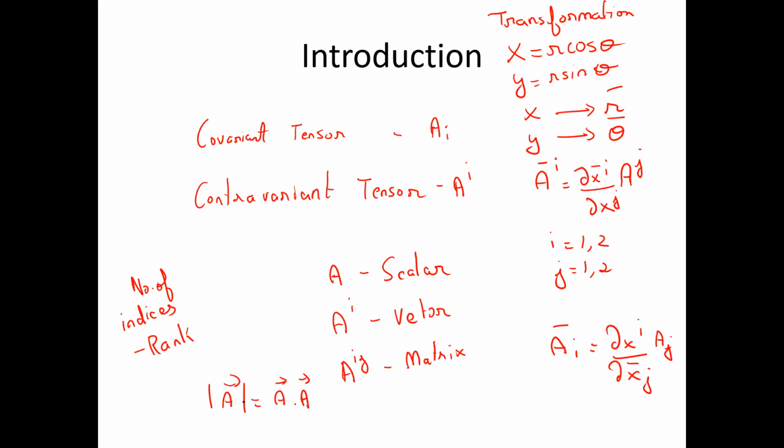Similarly in tensors, if you want to find the magnitude of a tensor or find the scalar product, you just multiply the contravariant and the covariant tensor and you will get the magnitude. Okay, so you will get the magnitude. So this is the usefulness of tensors.